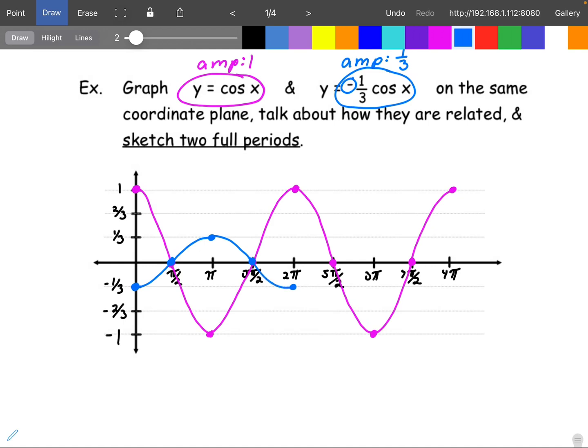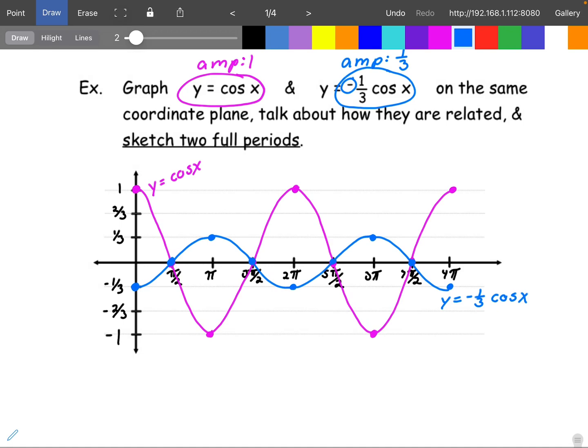Now we want to do it again. So we already have our beginning point at 2 pi, then it goes back to 0, back to 1/3, back to 0, down to -1/3. And so we draw our second period for cosine. And there we go. Make sure you label. So our original was y equals cosine x. And then the new function is y equals -1/3 cosine x.